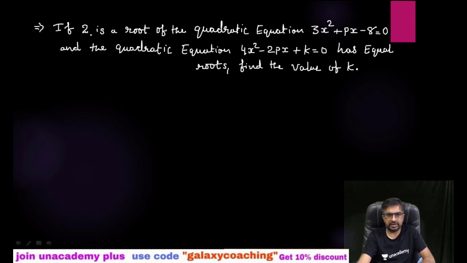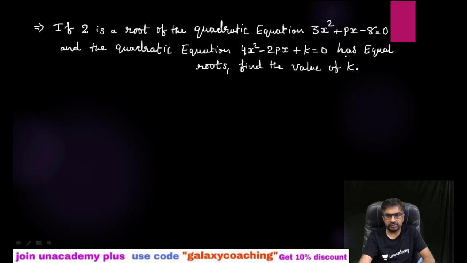Please keep this in mind. This 2 is the root of only this equation, not this equation. Every time I have observed that many students take 2 as a root in this equation and directly find out p or q. So let me tell you, this 2 is root of this equation only. So what you need to do, you need to keep this 2 in this and then find out p. Whatever value of p you get, you need to keep it here and you will get k.